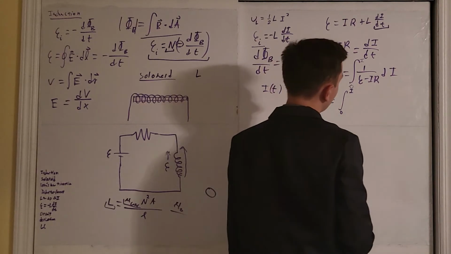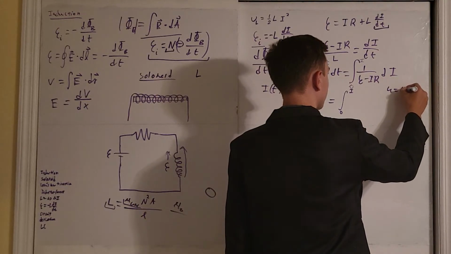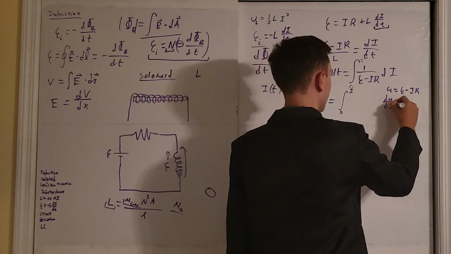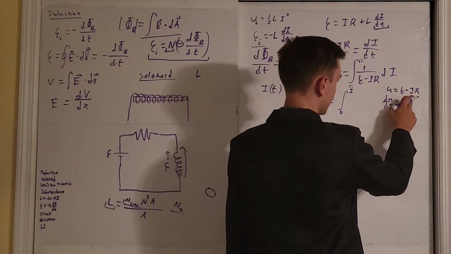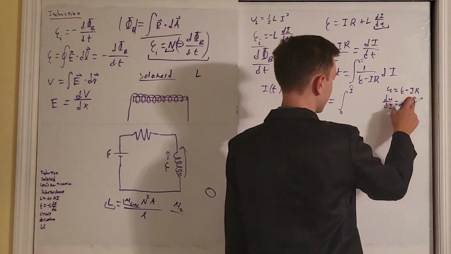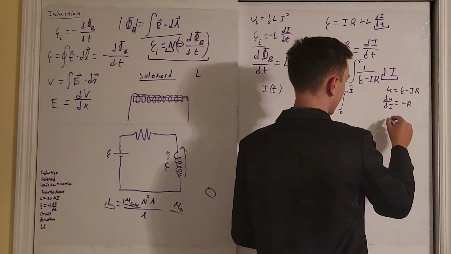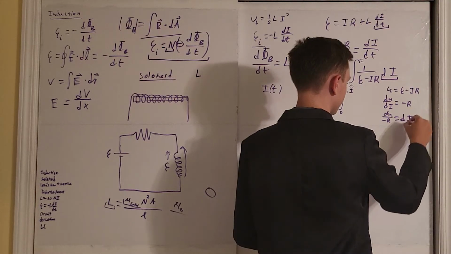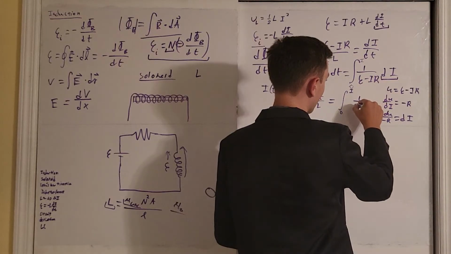Okay? So first thing I'm going to do is a u substitution. I'm going to set u equal to epsilon minus IR. So my du/dI is going to equal negative R. Because if I differentiate this with respect to I, the derivative of the constant epsilon is 0, and the derivative of negative IR is negative R. Okay? So from there, I'm going to want to get dI by itself. So du over negative R equals dI.